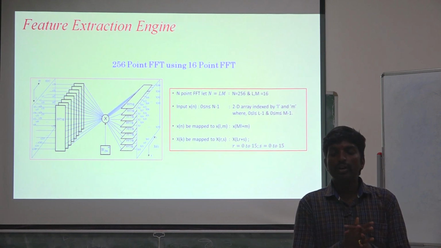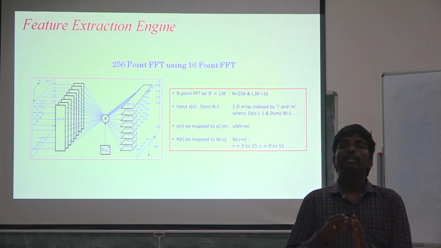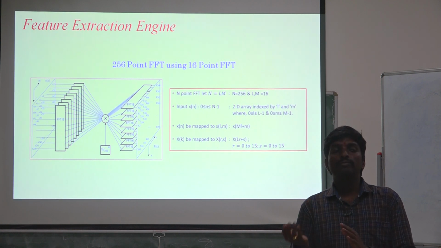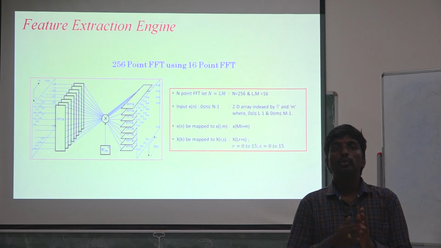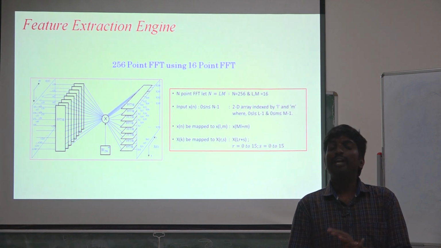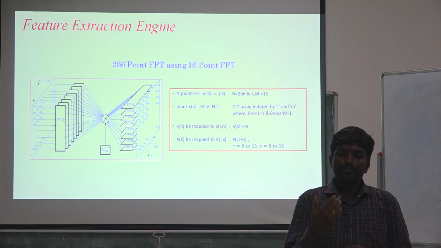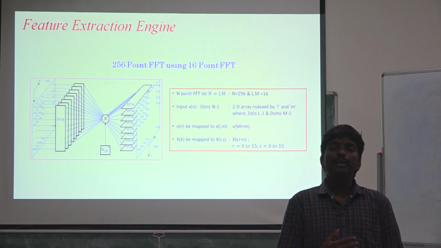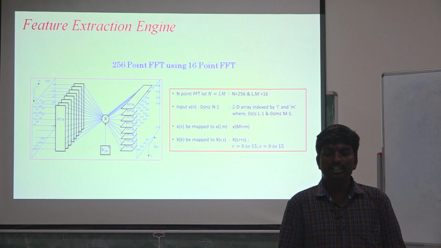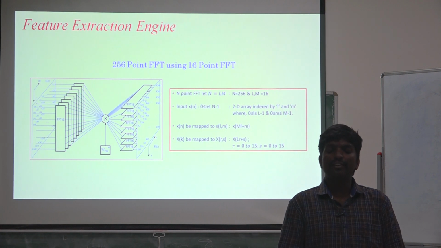So the 256 point FFT is computed using 16 point FFTs with row column transfers in two different stages. And for the 512 point FFT, we are using a 16 point FFT in the first stage and a 32 point FFT in the second stage. For doing this computation, we need to analyze the mathematical function behind the FFT.